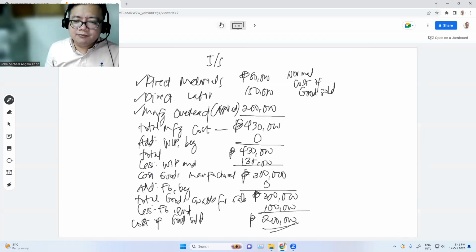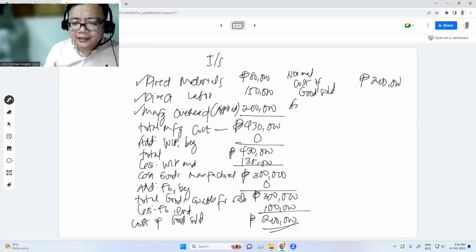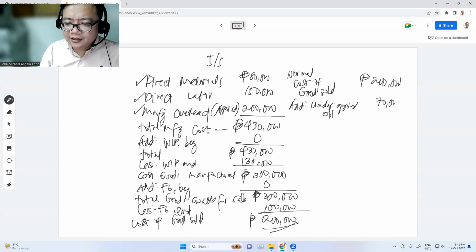We go back to this. Okay? How much is our normal cost of goods sold? 200,000. Class, please take note of this. To compute the actual cost of goods sold, if underapplied, we will add our underapplied overhead. Okay? How much is the underapplied overhead? 70,000.